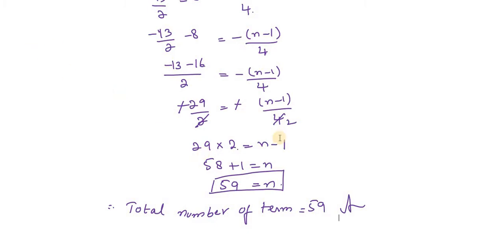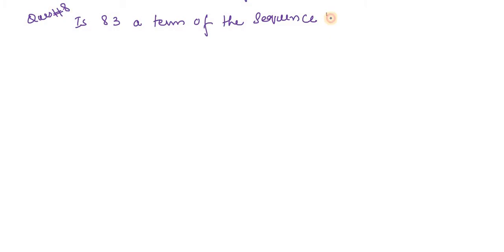Now the question number 8 is: is 83 a term of the sequence 1 4 7 10 up to so on? The given sequence is 1 4 7 10. We take 83 as the nth term. Is 83 a term of the sequence 1 4 7 10 up to so on?